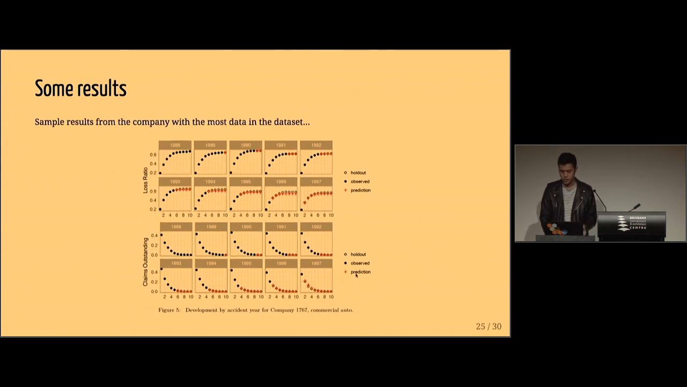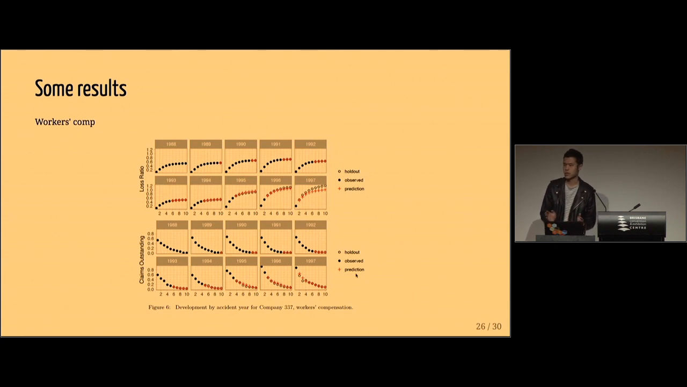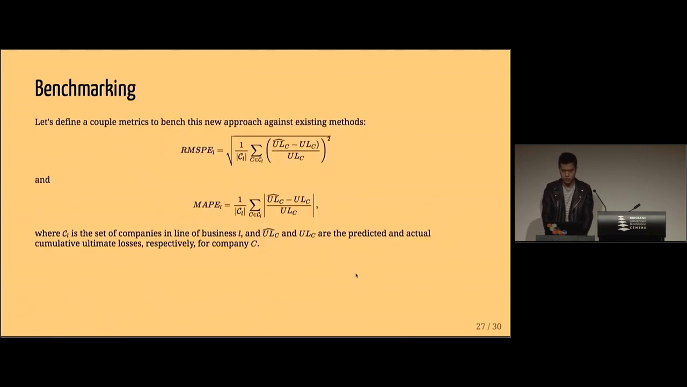So this was a commercial auto, and this is workers' compensation, which has slightly different patterns. And then we see that the model was able to capture those patterns. And in order to benchmark against existing methods, we're defining a couple metrics. So one is the root mean square percentage error, and then the other one is the mean absolute percentage error.